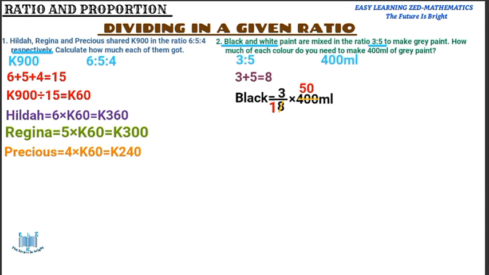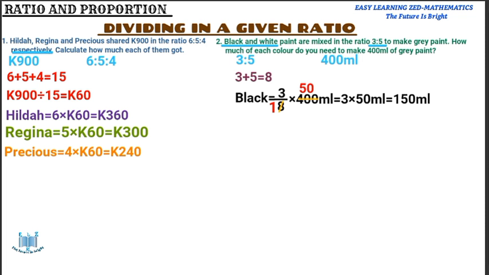Okay, so now let's write what we are remaining with. We are remaining with 3, because when we divide 400 by 8, we get 50. And when we write 3 like that, it's as good as 3 over 1. Then we multiply by 50 mils. Then we can find the product of that. 3 multiplied by 50 mils will give us 150 mils. So we need 150 mils of black paint for us to come up with 400 mils using that ratio.